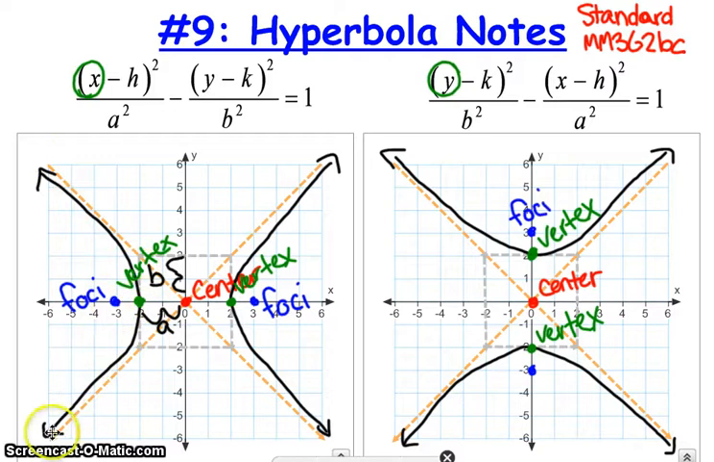And if you look, it's going to be on the same sides as your curves. So there's a foci here, foci over there, foci up here, and a foci down there.